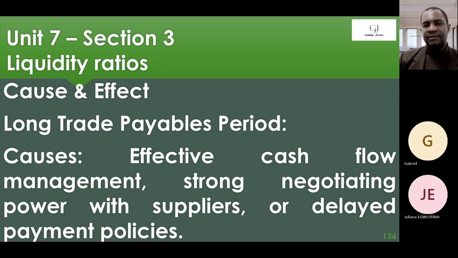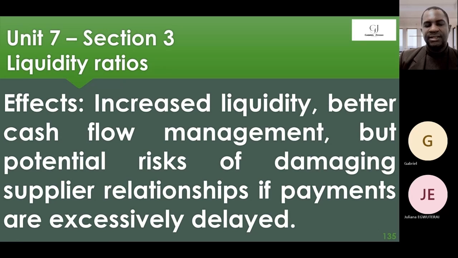And the effect is clear. If you don't pay on time, which is a longer trade payables period, like we saw in Dan Kabiri's case, the longer one shows you are effectively managing cash flow, you have strong negotiating power with suppliers, and you have a delayed payment policy. If it's a policy to delay, that is good, but if it's not, it's risky. And the effects of a longer trade payables period are increased liquidity, which is good, better cash flow management, but potential risk of damaging supplier relationships.